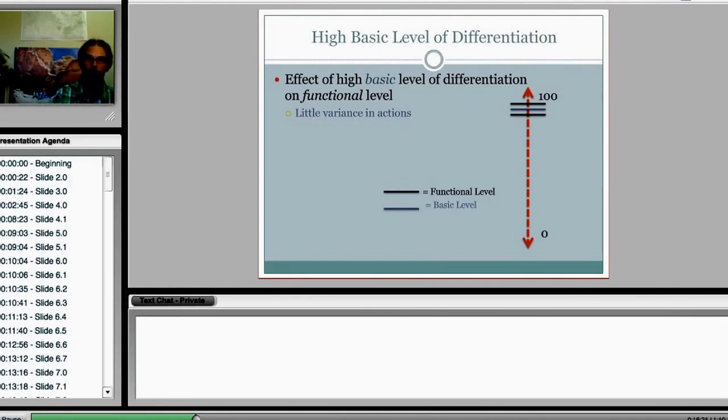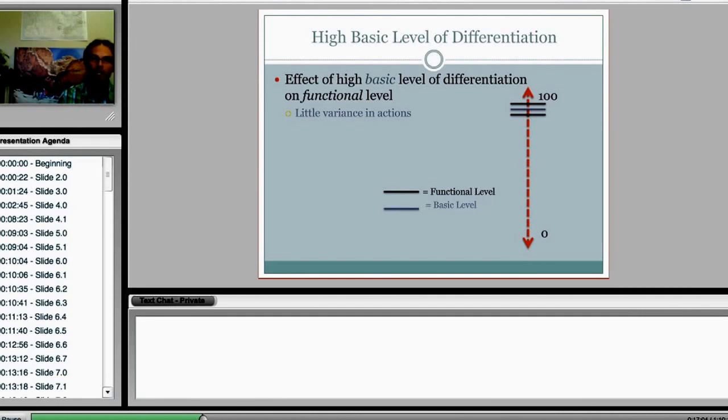With this slide, what you can see is that with a high basic level of differentiation, the basic level is indicated in gray. You'll notice that it's toward the top of the screen, toward the 100 mark, and let's just call that 90. Therefore, the variance between the upper level of functioning and the lower level of functioning is not great. There might be a 5-point discrepancy there. Maybe the upper range is 95, the lower range is 85, and so from the basic level, there's a 5-point difference between their upper range of functioning and their lower range.